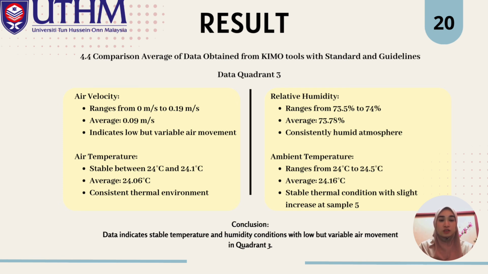So in conclusion, the data from quadrant 3 highlights stable temperature and humidity conditions with low but variable air movement, ensuring a consistent thermal environment. This analysis helps us understand the microclimatic conditions and can guide improvement to enhance thermal comfort in similar settings.